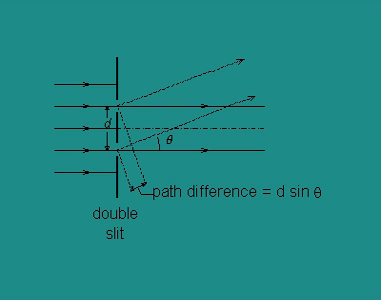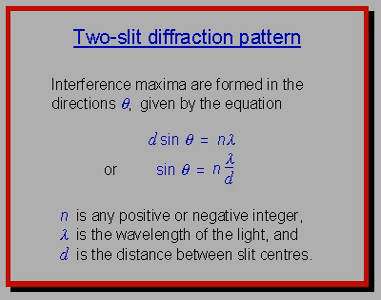Interference maxima are formed whenever the path difference is a whole number of wavelengths. The distance between the slit centers is d, so the path difference in the direction at angle theta from the axis is d sine theta. It follows that the maxima occur whenever d sine theta is equal to n lambda, where n is any integer and lambda is the wavelength. The locations of the interference maxima are thus determined by the path differences.